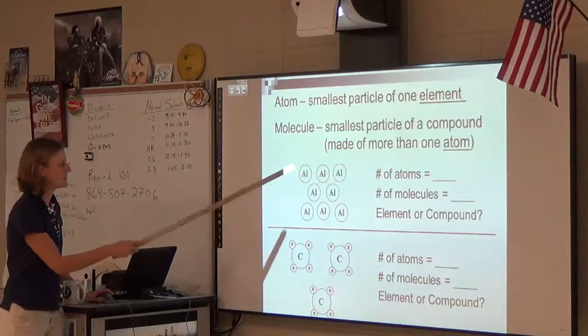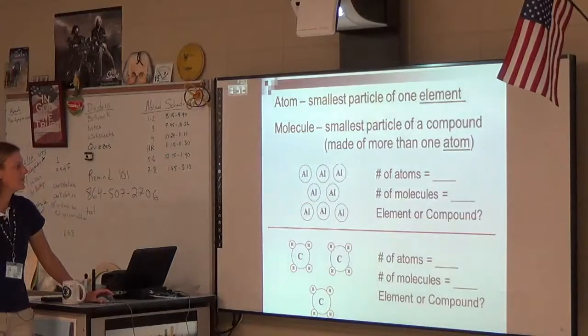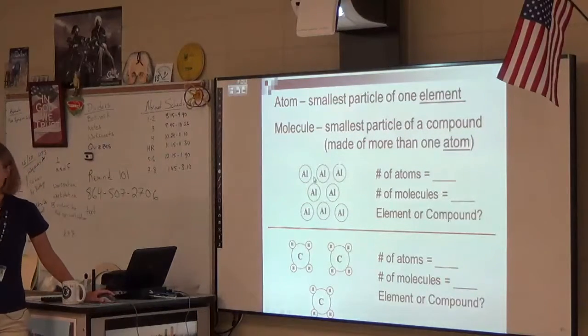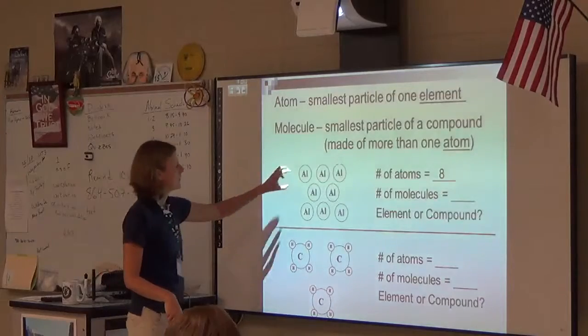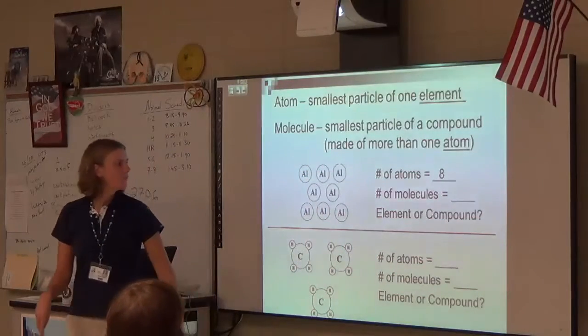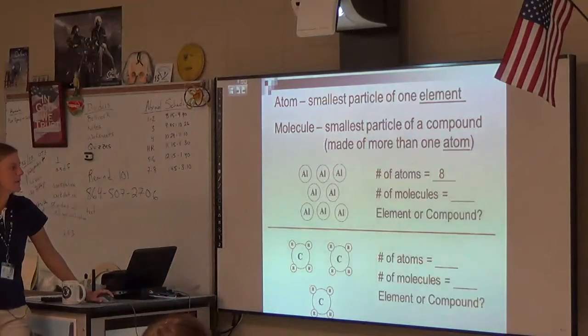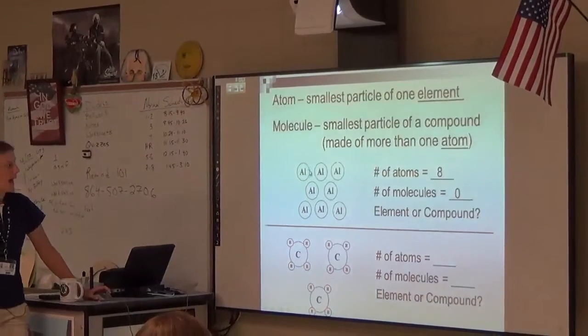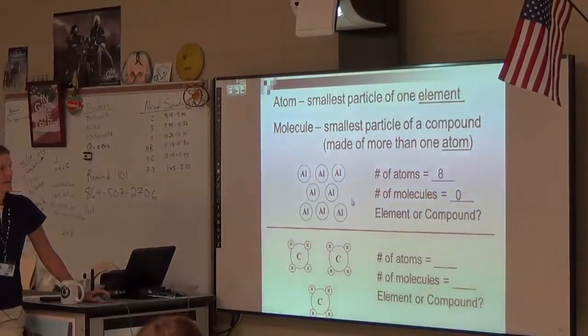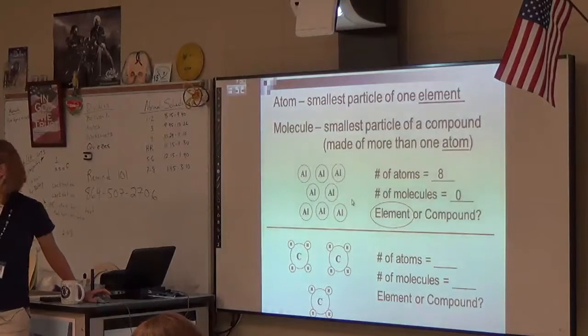So when we see pictures sometimes, if it's just one atom, like in this case, what is Al supposed to represent here? Aluminum. Then, how many aluminum atoms in this picture? 7 or 8. Yeah, it looks like 8. They're all Al, all representing one element. How many molecules in this picture? 0. None. Good, 0, none. These aren't molecules. These are individual atoms of aluminum. So is aluminum an element or a compound? It's an element. Aluminum is up on the periodic table.